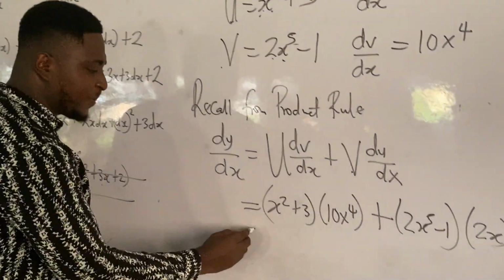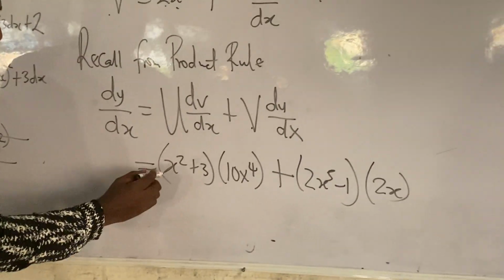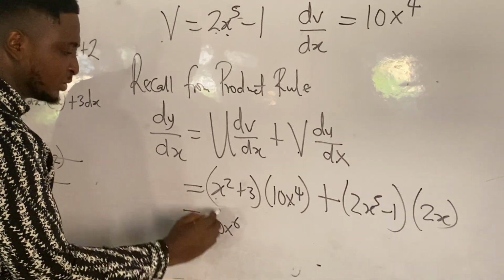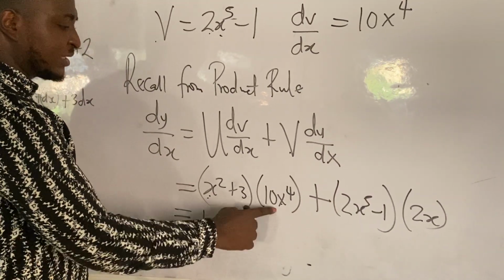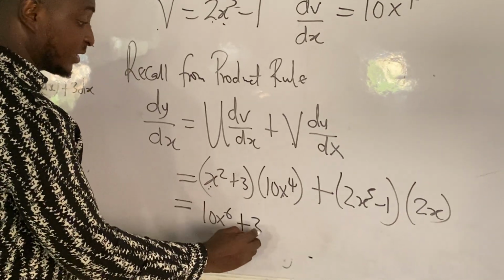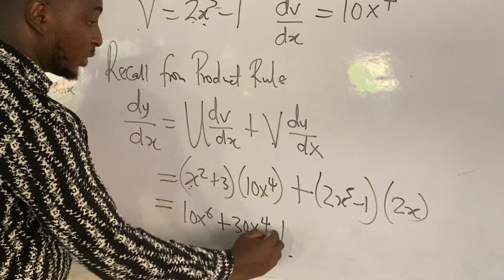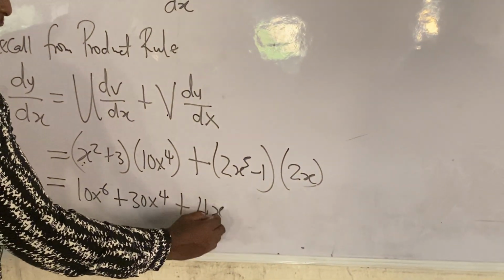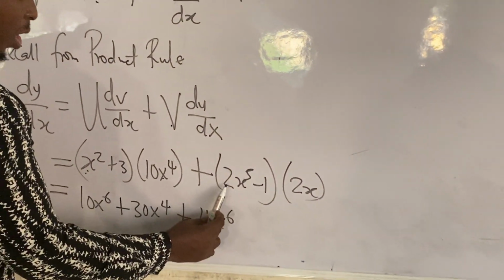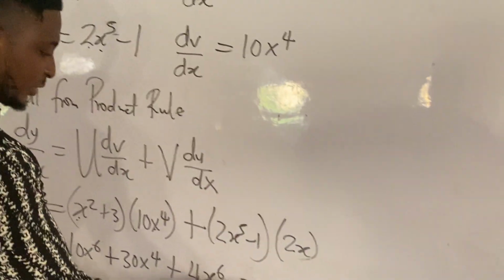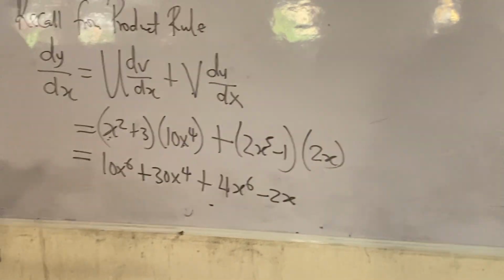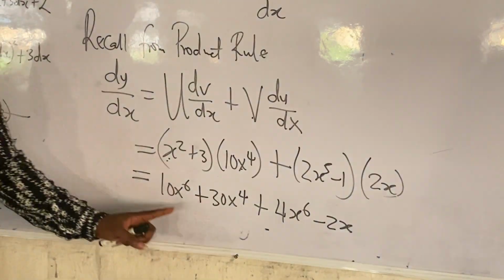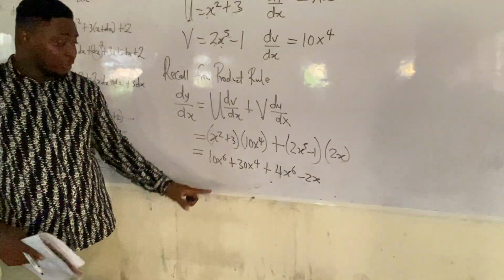So class, let's expand where necessary. x squared times 10x raised to power 4 is 10x raised to power 6. And 3 times 10x raised to power 4 is 30x raised to power 4. Plus, let's expand here, 2x times 2x raised to power 5 is 4x raised to power 6. And 2x times minus 1 is minus 2x. Class, I've taught those polynomials before. Can any of them add or subtract each other? No, because they have different degrees.